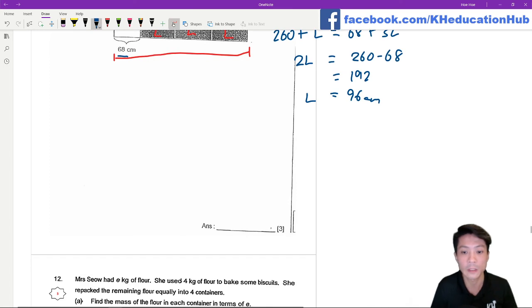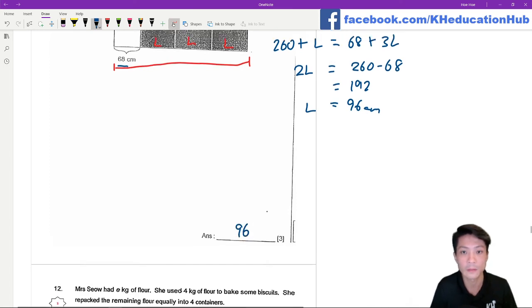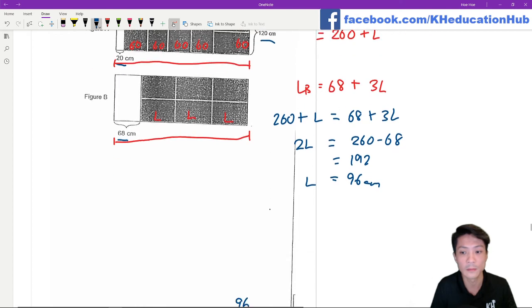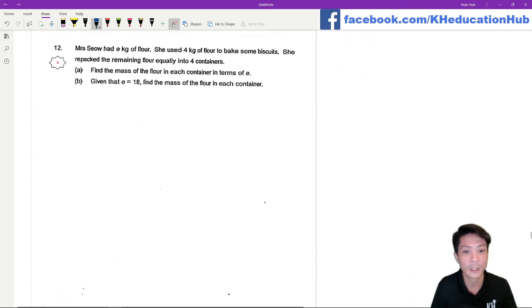So the length of the tile is 96. Move on to question 12.